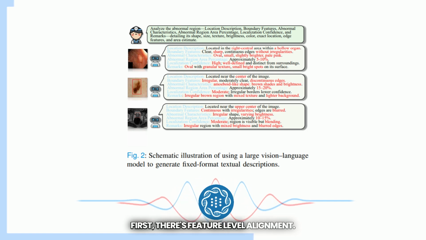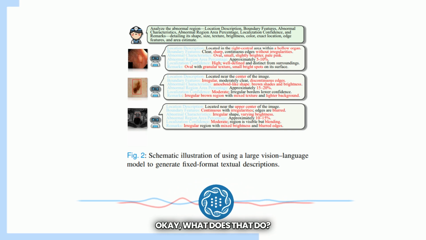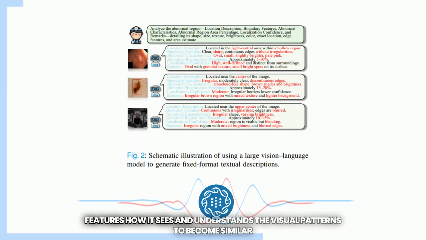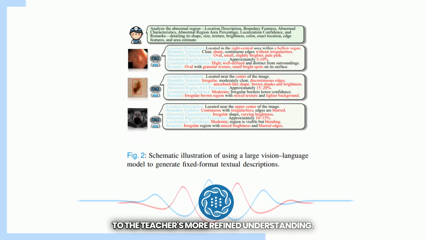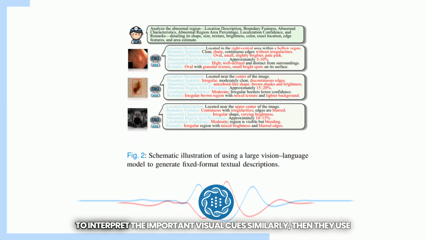First, there's feature-level alignment. They use a specific method called angular feature consistency loss, or AFC. Okay, what does that do? Think of it as encouraging the student model's internal representation of the image features, how it sees and understands the visual patterns, to become similar to the teacher's more refined understanding. So the student learns to see like the teacher. In a way, yes, to interpret the important visual cues similarly.